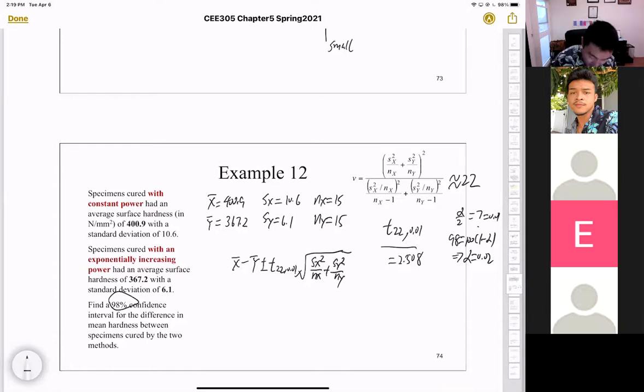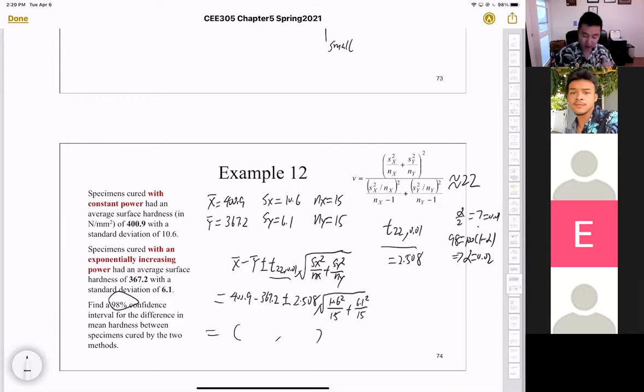Right. Okay. So for the sample mean, for x it's 400.9, for y it's 367.2. The t value is 2.508. Sx is 10.6 squared with nx of 15, and Sy is 6.1 squared with ny of 15. Then you can just figure out the confidence interval for that.